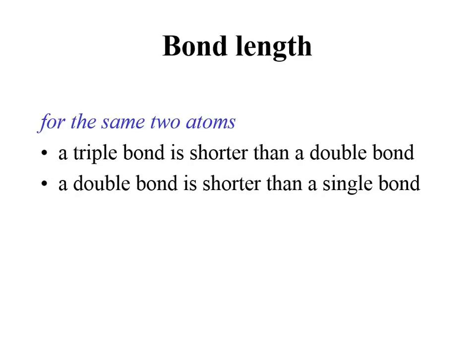And then this is the other thing I talked about. In addition to strength, we have length. A triple bond draws the atoms together. So a triple bond is shorter than a double bond, and a double bond is shorter than a single bond. A single bond is the longest bond.